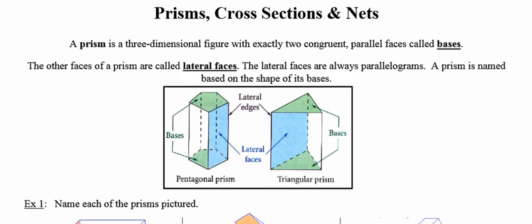Now, the other faces that make up the prism are called lateral faces. The lateral faces are always parallelograms. We name a prism based upon whatever shape its bases consist of.